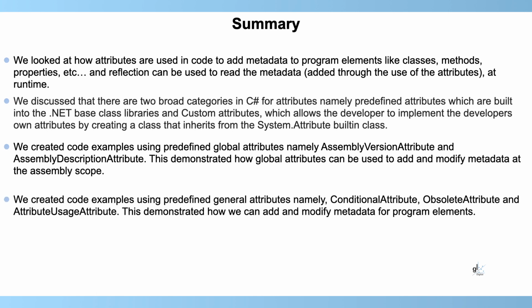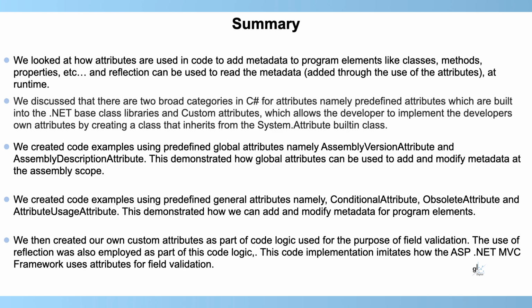We created code examples using predefined general attributes, namely Conditional attribute, Obsolete attribute, and AttributeUsage attribute. This demonstrated how we can add and modify metadata for program elements. We then created our own custom attributes as part of code logic used for the purpose of field validation. The use of reflection was also employed as part of this code logic. This code implementation imitates how the ASP.NET MVC framework uses attributes for field validation.